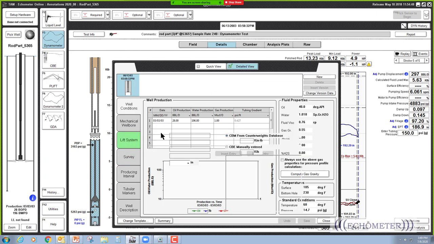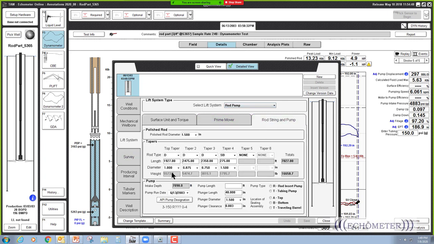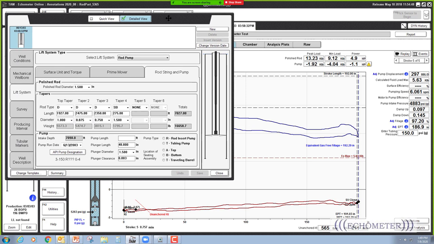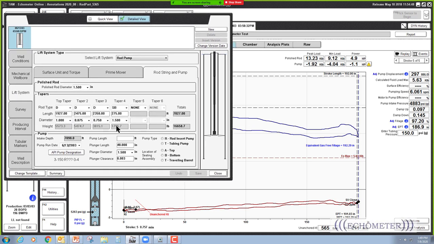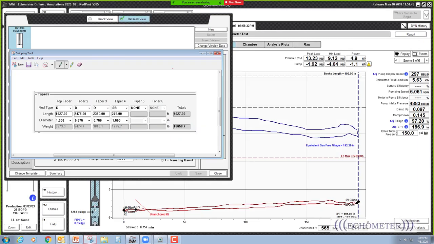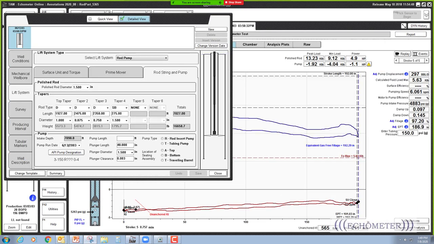And if I go to list system and go to rod string, then this is the same rod string I saw a minute ago. So now if I go into here and I remove the 1-inch rod, I'm going to change my rod string. If I'm going to change the rod string, I don't want to forget it. I'm going to bring up my snipper, and I'm going to snip the taper so I don't forget it, and save that. And so now I know what it is, and I save that.